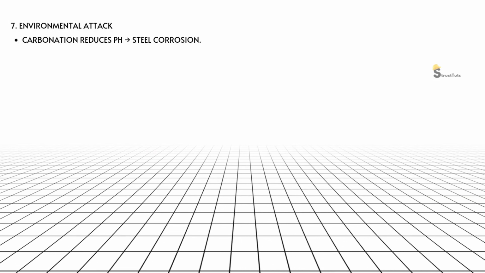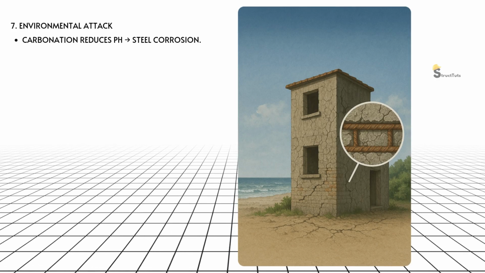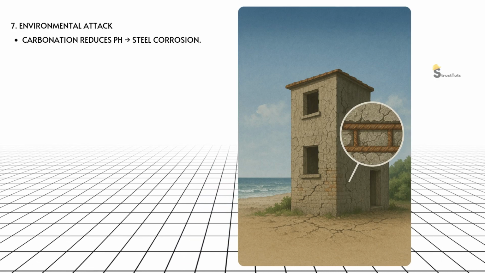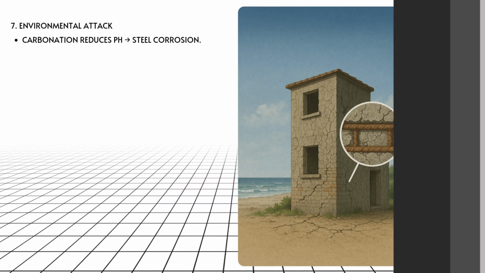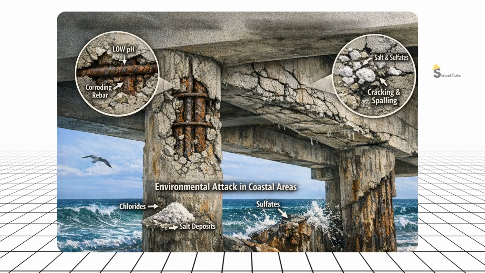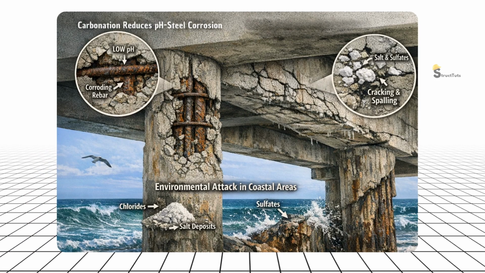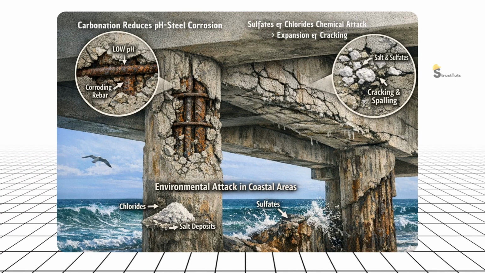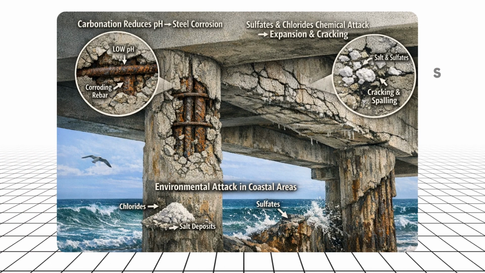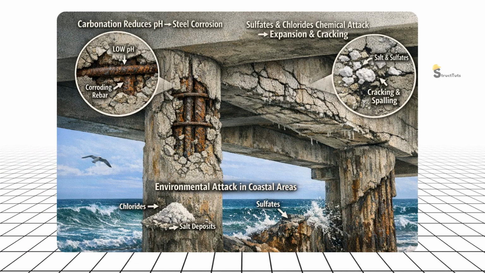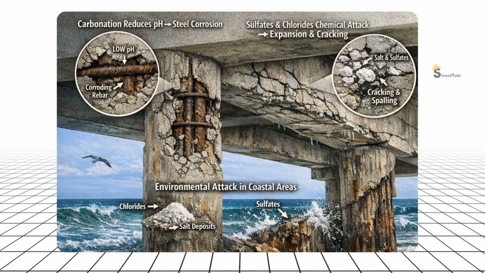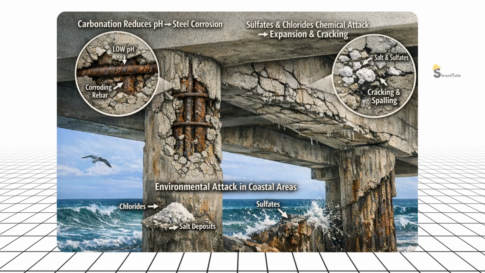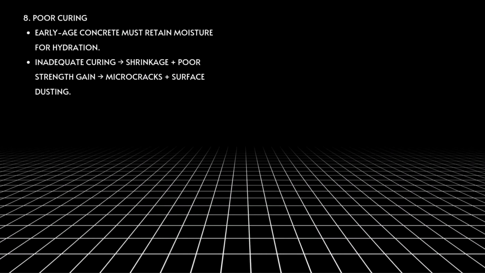Environmental attack can lead to significant deterioration in concrete. Carbonation reduces the pH level of concrete, making the embedded steel more susceptible to corrosion. Additionally, the presence of sulfates and chlorides causes chemical attacks, leading to expansion and cracking. This type of damage is especially common in coastal areas due to the high salt content in the environment.